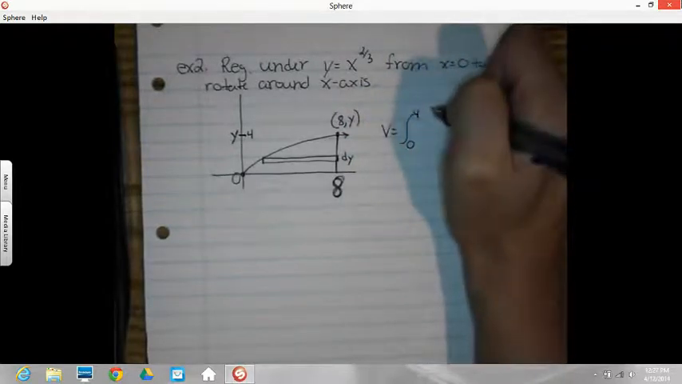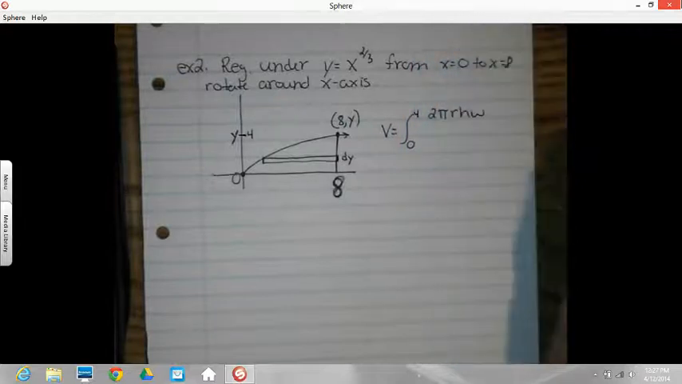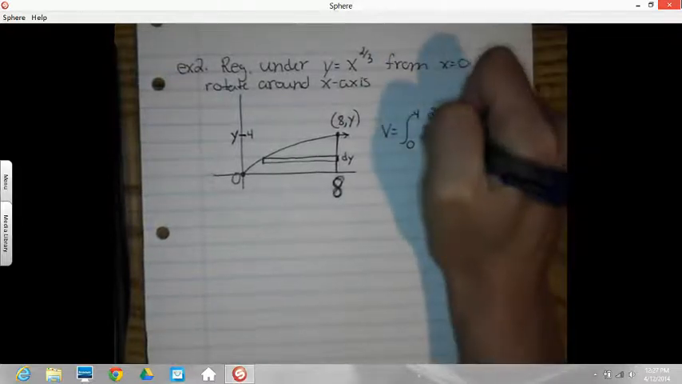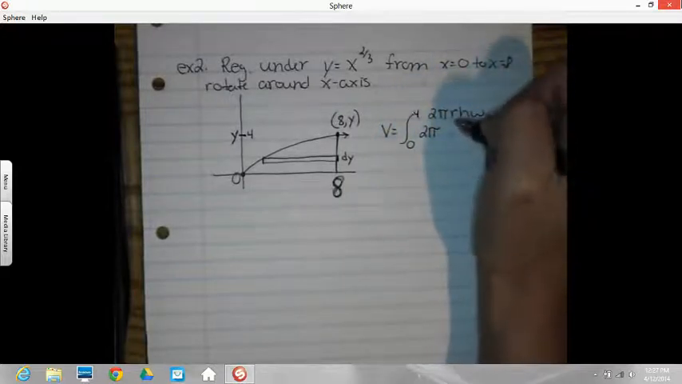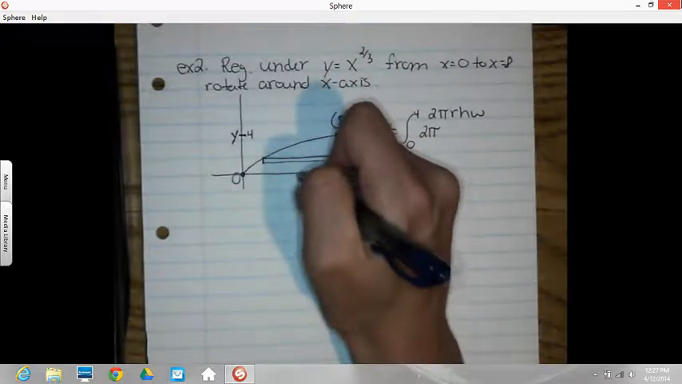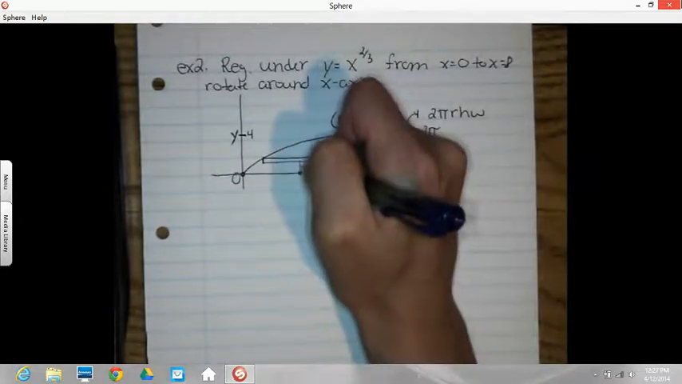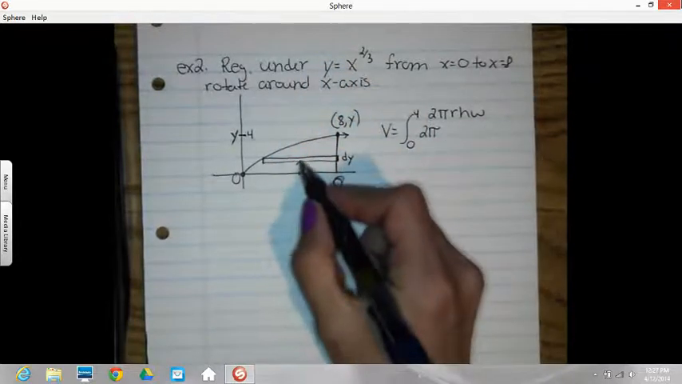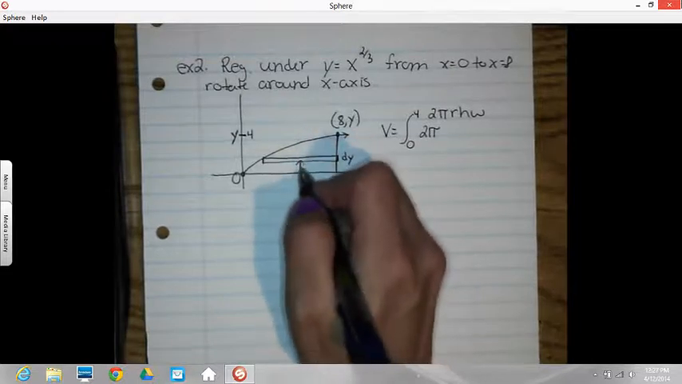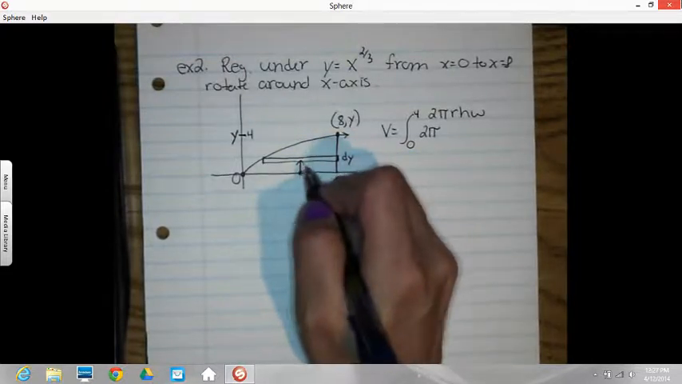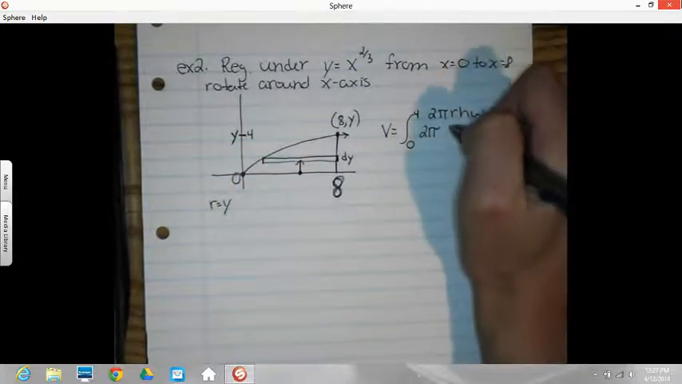Shell formula is 2 pi r h w. 2 pi carries. Radius, remember, is the distance from your axis of revolution to each rectangle. I'm going around the x-axis. This distance to each rectangle is a vertical distance. In the coordinate plane, we call that vertical distance a y distance. So here my radius is y. So my r is a y.